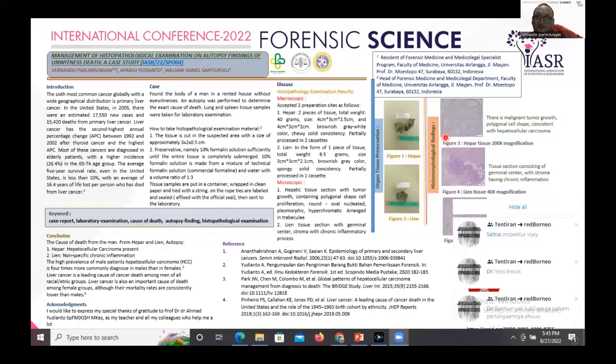And from histopathological findings, in figure three, hepar tissue at 200 times magnification, there is malignant tumor growth, polygonal cell shape, consistent with hepatocellular carcinoma. And in figure four, lien tissue, the section shows germinal center with stroma having chronic inflammation.